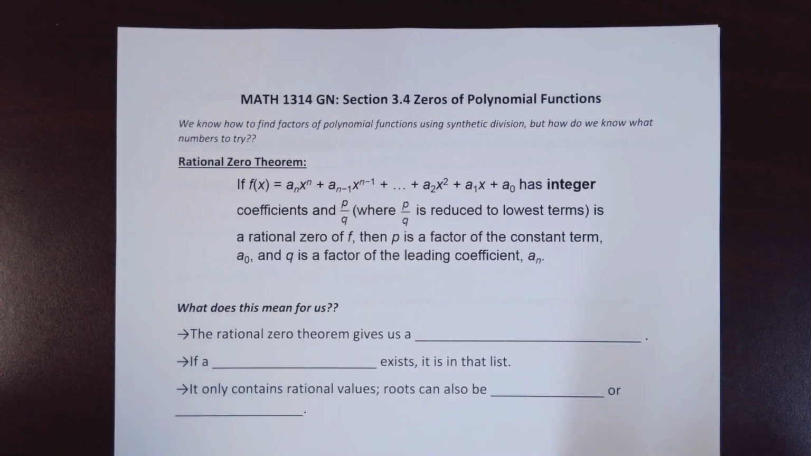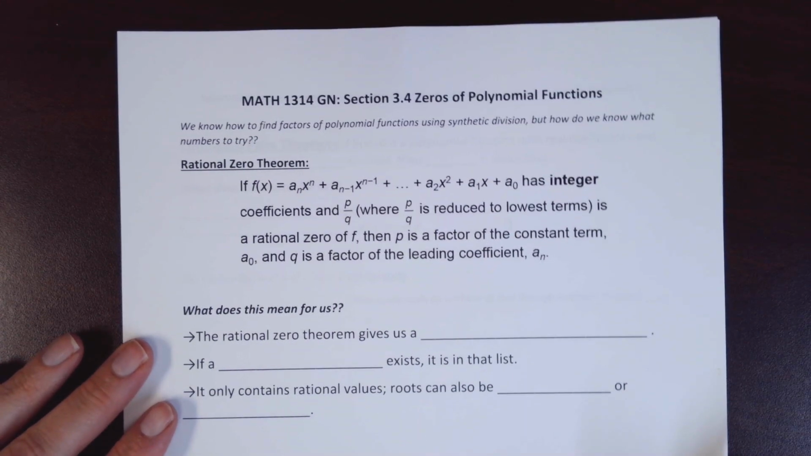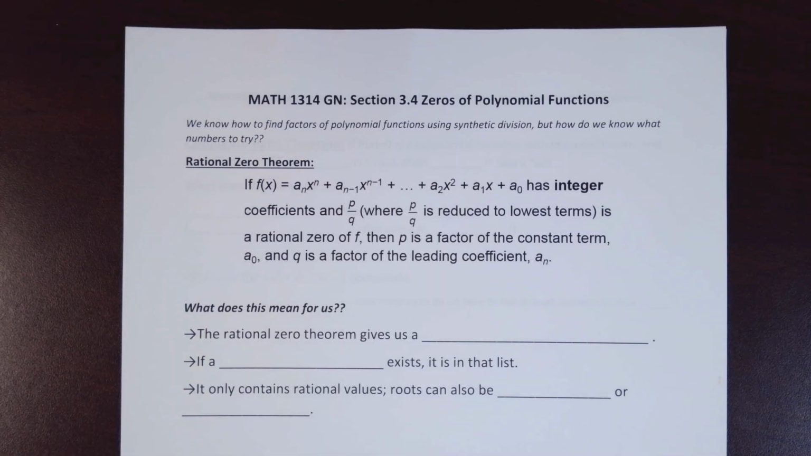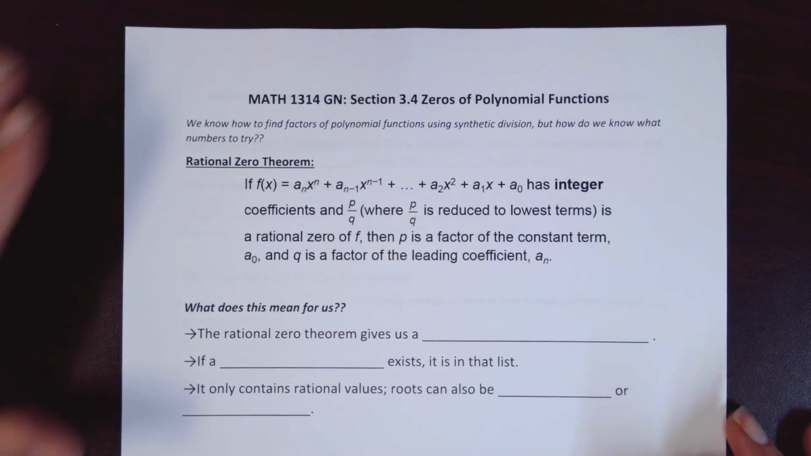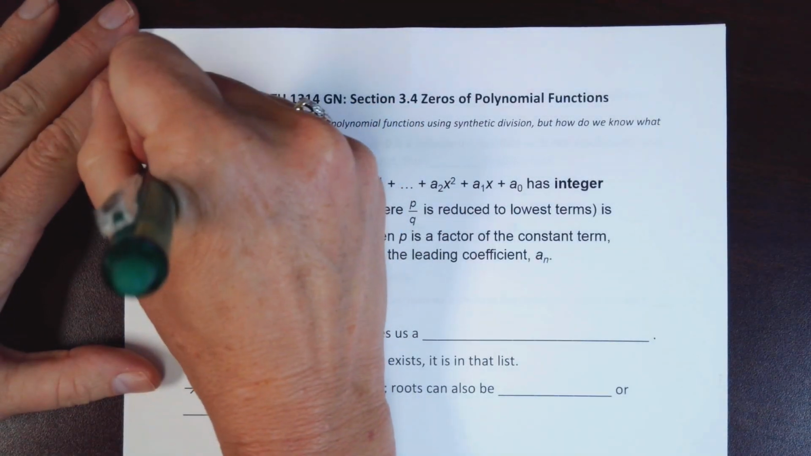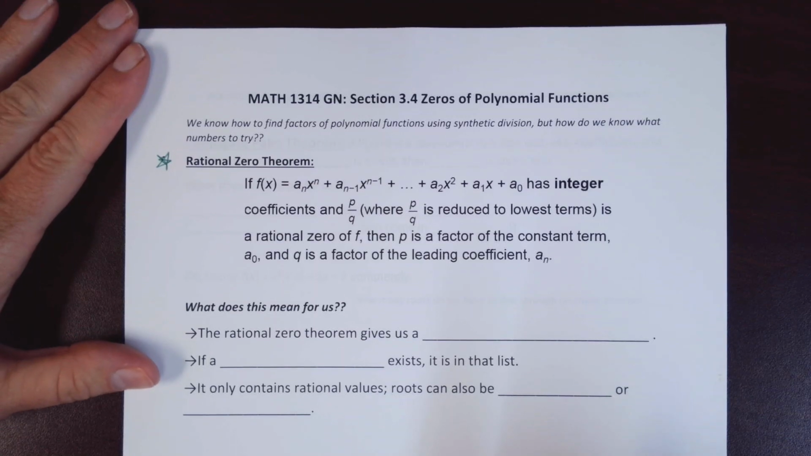In section 3.4, we have 3 more theorems that we're going to discuss while we start putting everything together and using it to solve and graph these polynomial functions. We know how to find factors using synthetic division. How do we know where to start? So far, I've given you a number as a starting place, something to try with synthetic division. Our rational zero theorem helps us to find a starting place.